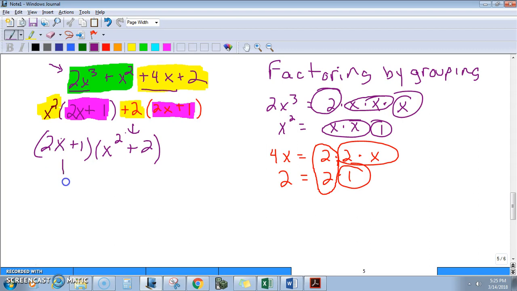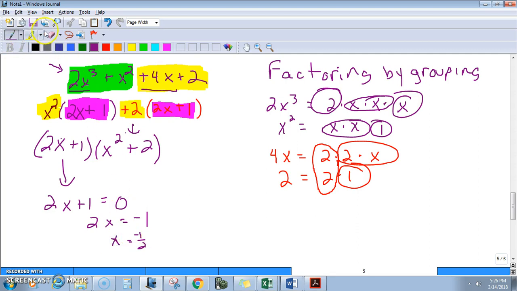To find my zeros, I now need to take this and solve it for 0. 2x plus 1 is equal to 0. So what is x? I subtract 1 from each side, and then I divide both sides by 2. So x is equal to -1/2. So that is one of my zeros, -1/2.